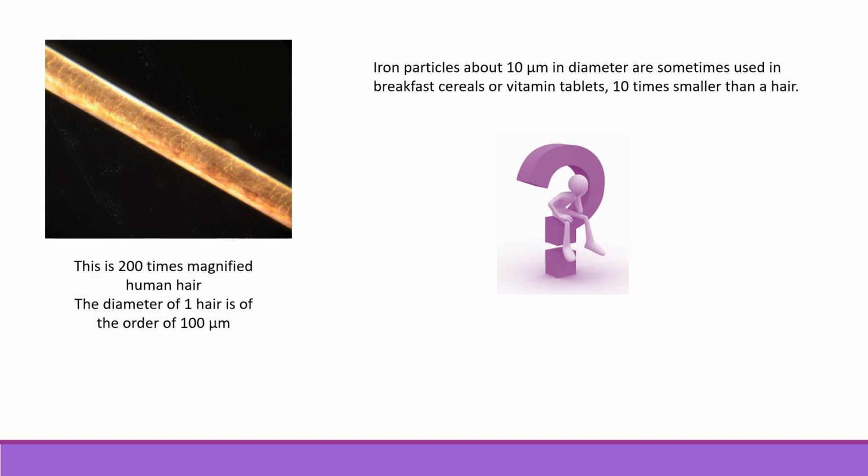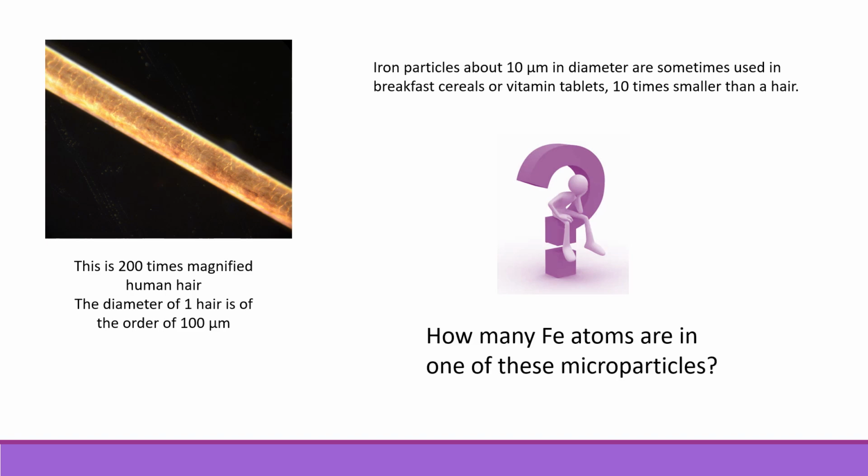This is a human hair. This is a human hair magnified about 200 times. The diameter of one hair is of the order of 100 microns. Iron particles about 10 microns in diameter are sometimes used in cereals for breakfast, or in vitamin tablets. These 10 micrometer particles are about 10 times smaller than the human hair. How many iron atoms are in one of these particles? That's an exercise for you.